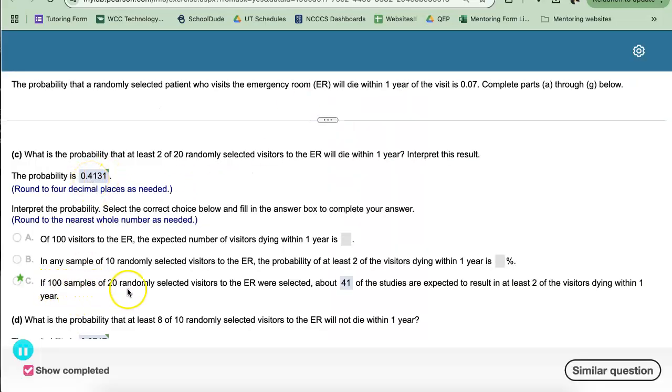Same type of language in the next part when we interpret. So we're expecting out of 100 samples of 20 randomly selected visitors, we would expect about 41 of them to have the result that at least 2 of the visitors died within 1 year.